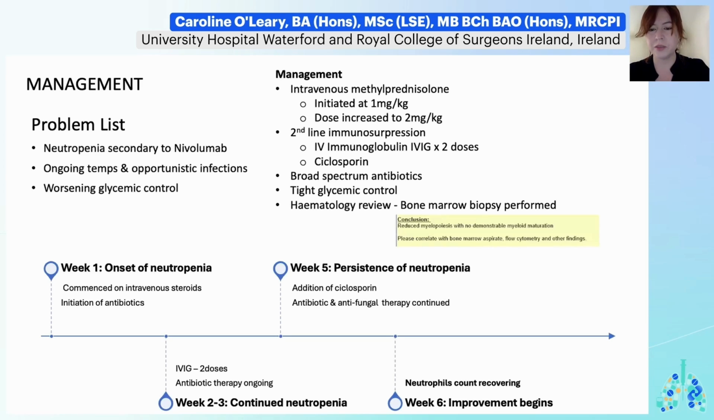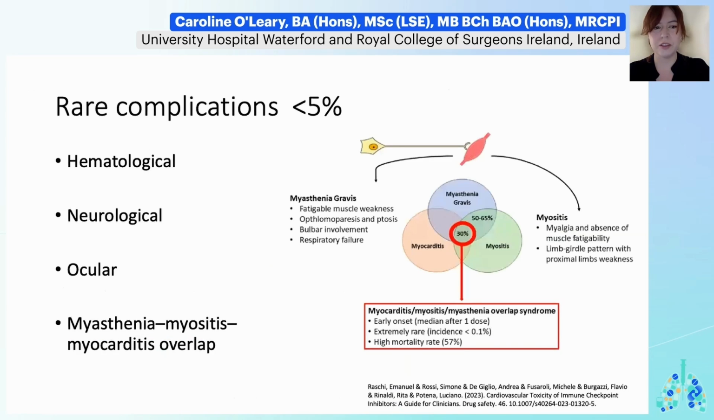Hematology review and bone marrow biopsy showed reduced myelopoiesis, which didn't have any obvious cause, and no other malfunction with the bone marrow. After 5 to 6 weeks of second-line immunosuppression, the patient's neutrophil count began to recover, and with G-CSF support has then subsequently fully recovered. So rare complications are rare. They're usually between 1 and 5%. Most commonly hematological, such as in this patient, neurological, ocular, or there can be overlap syndromes in particular.